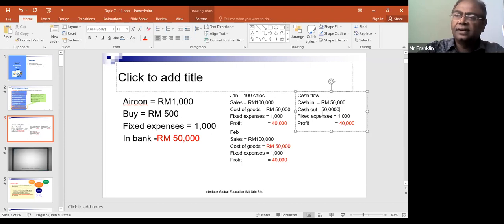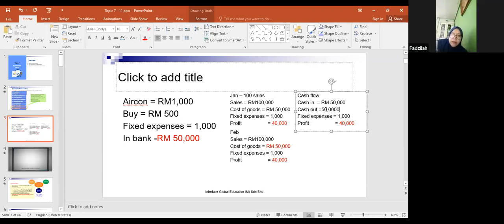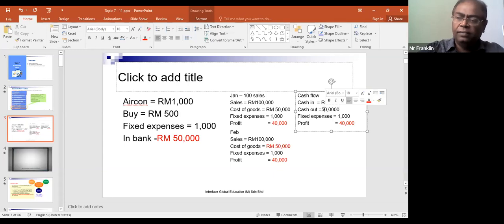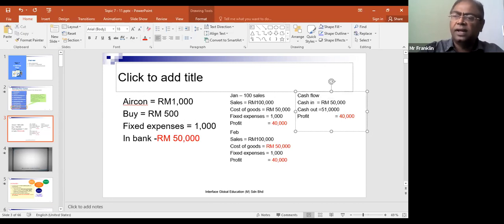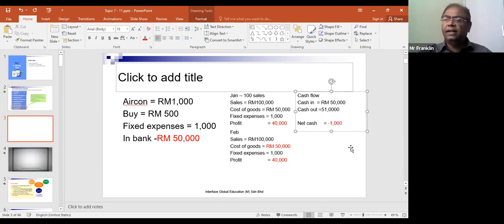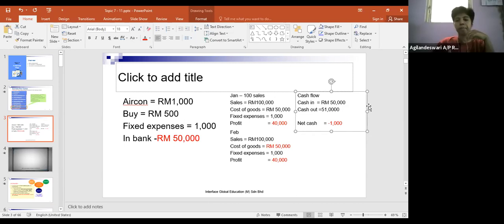How about the fixed expenses? You forgot about the fixed expenses, right? So 51,000, because I must pay the staff and the rental. Otherwise the bill will come. So net cash is how much? Net cash means how much cash is in the pocket now. Net cash is minus 1,000, right? So now let's look at the month of February.